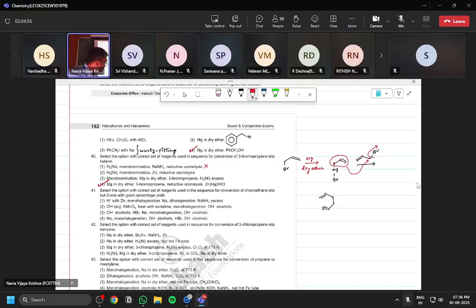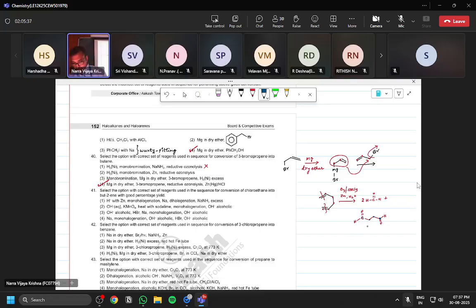After that, what are you doing? Now we are doing reductive ozonolysis. If I do reductive ozonolysis, what happened? Here it will break, here also it will break. So I will get 2 moles of formaldehyde plus butane-1,4-dial. Correct? This one correct or not? I got an aldehyde at the first position and at the fourth position.